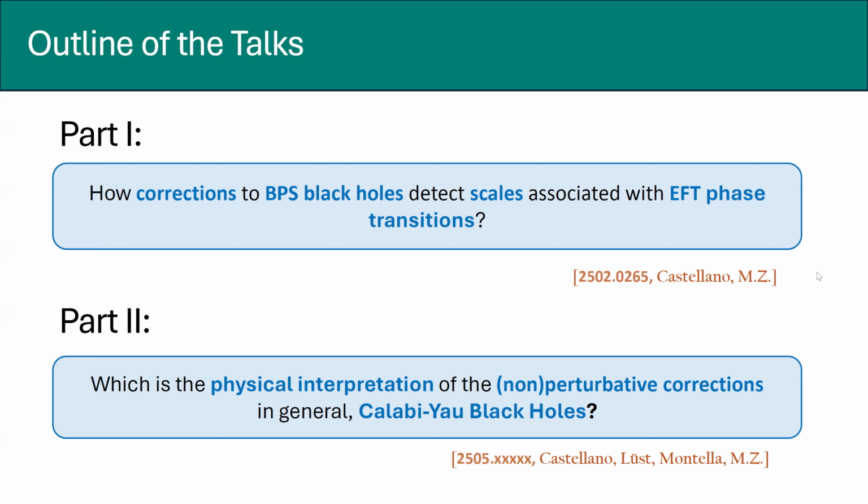Phase transitions that take place at the level of the EFT when we hit the scale appearing inside the higher derivative expansions. In part one, we will mainly focus on a simple control setup with a four-dimensional BPS black hole, which uplifts to a black string. Instead, in part two, the one of Alberto, we're trying to generalize all of this for generic Calabi-Yau black holes. And the most interesting finding is that there are non-perturbative corrections that appear only in the general case, which are somehow completely screened in the black string case. Part two will be devoted to giving a physical interpretation to these corrections.